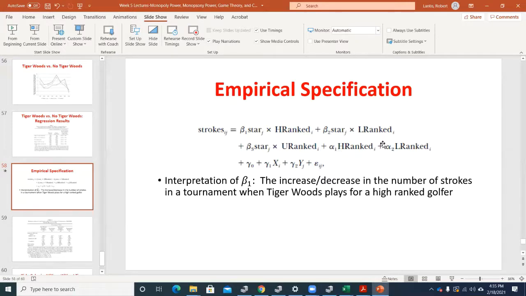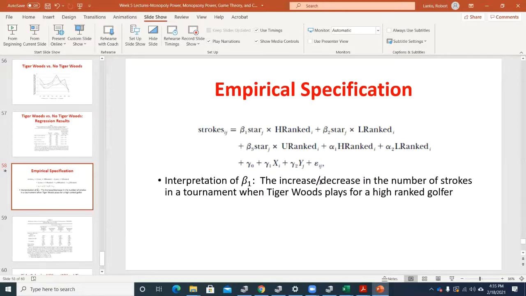They then just controlled for whether or not the player was high or low ranked, because if I'm high or low ranked, that gives some measure of just the quality of the player, not the additional effect that comes from going up against Tiger Woods. And they had a bunch of other controls, I forget all of them, but they have year controls, which course it was on, and weather controls is another one they added in there.